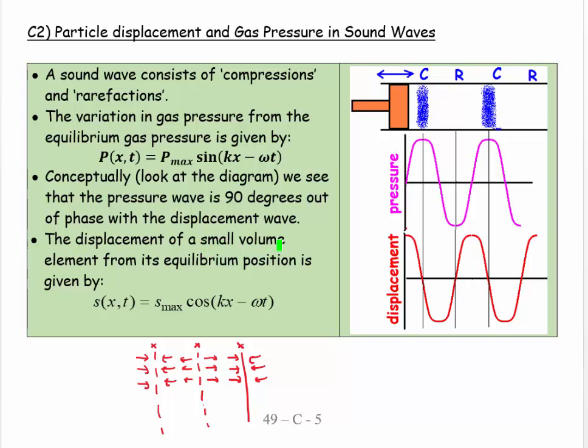The displacement of a small volume element from the equilibrium position is then given by S max, the maximum displacement, cosine kx minus omega t. It's a cosine curve, so it kind of makes sense.